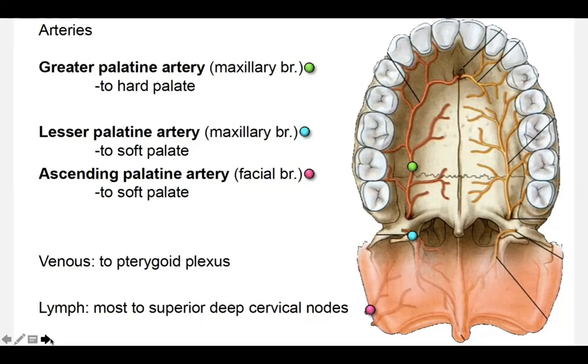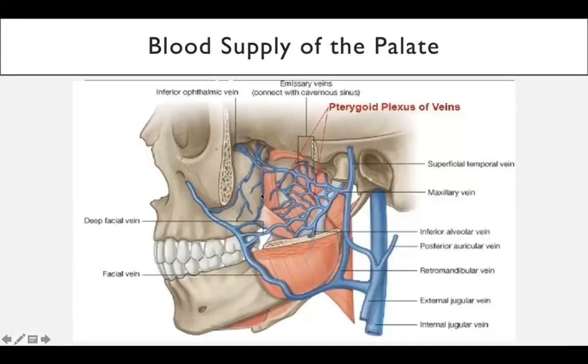Now let's see what the pterygoid plexus of veins is. When there are a lot of veins forming a network like this, it is known as a plexus. There are many plexuses in our body. One of them is found here, the pterygoid plexus. It drains blood from the palate into this pterygoid plexus. This is the importance here. You need not remember more than this.